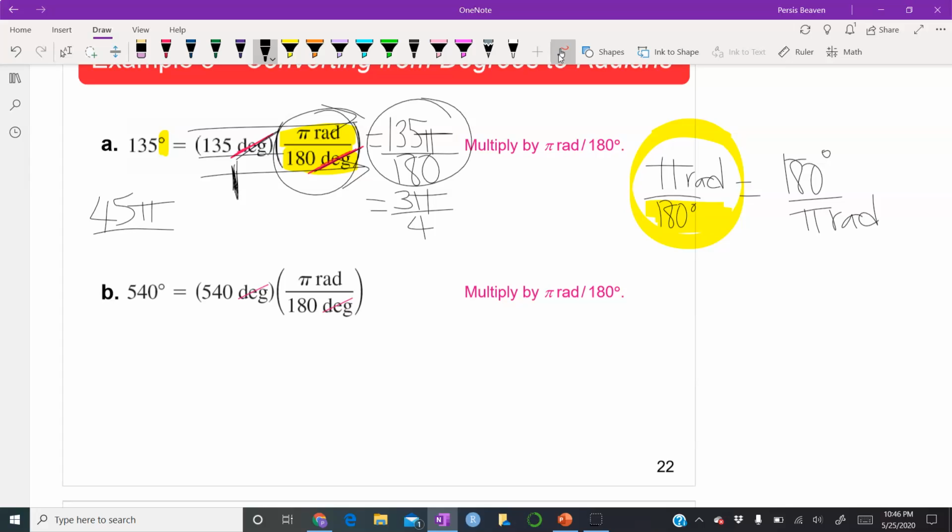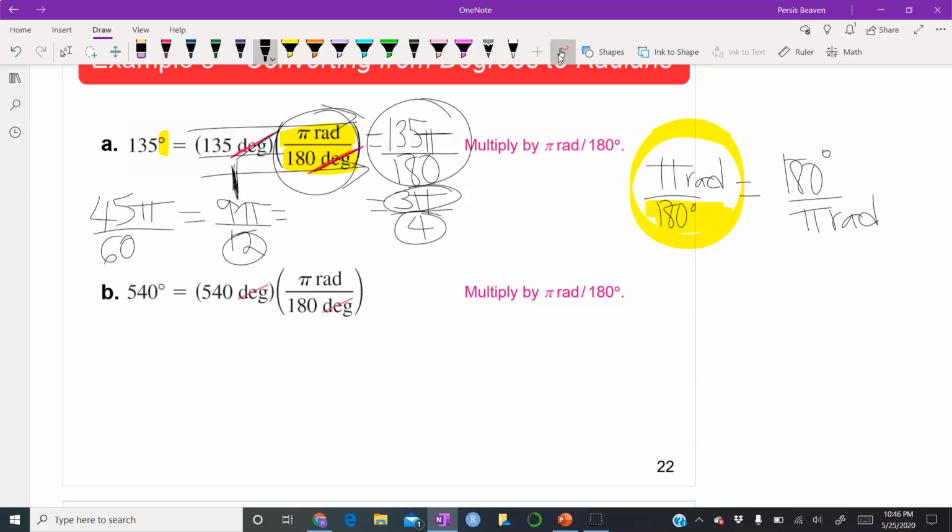And then 180 divided by 3 is 60. Okay, and then we can divide by 5. 45 pi divided by 5 is 9 pi. And then 60 divided by 5 is 12. Now we can divide by 3. 9 pi divided by 3 is 3 pi, and 12 divided by 3 is 4. So that's another way that you could simplify a fraction. Web sign will always require you to simplify your fractions.